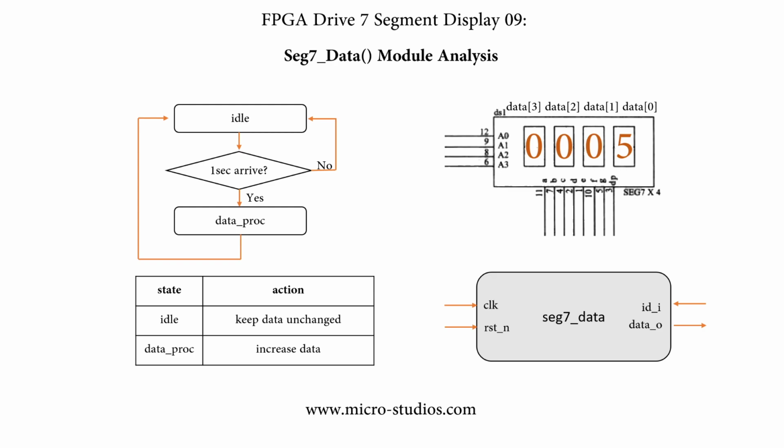You can do more complicated data processing in this state, and then according to the different ID, output the data for the driver. Okay, so this is the segment 7 data module analysis. Next time we will actually code it and simulate it.